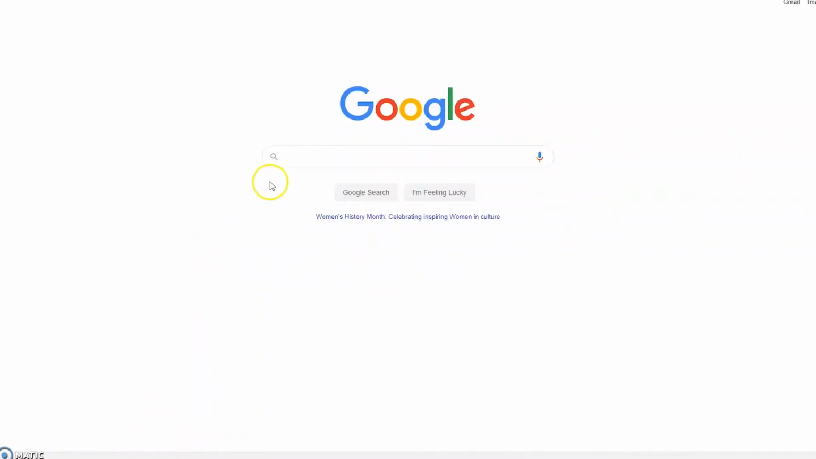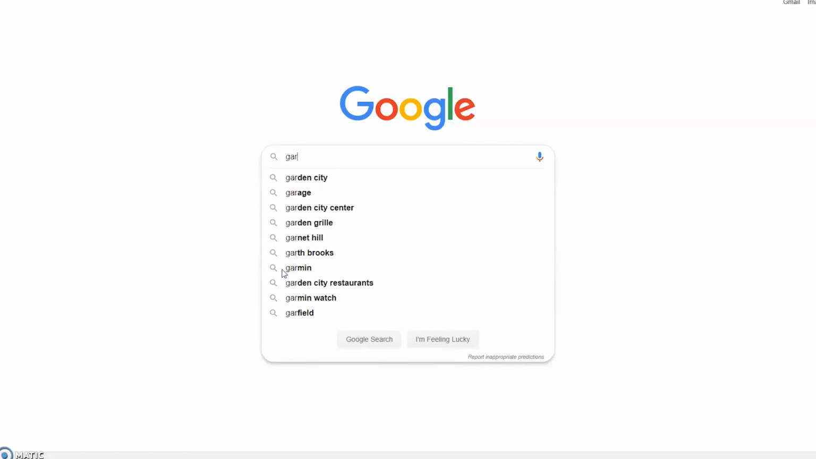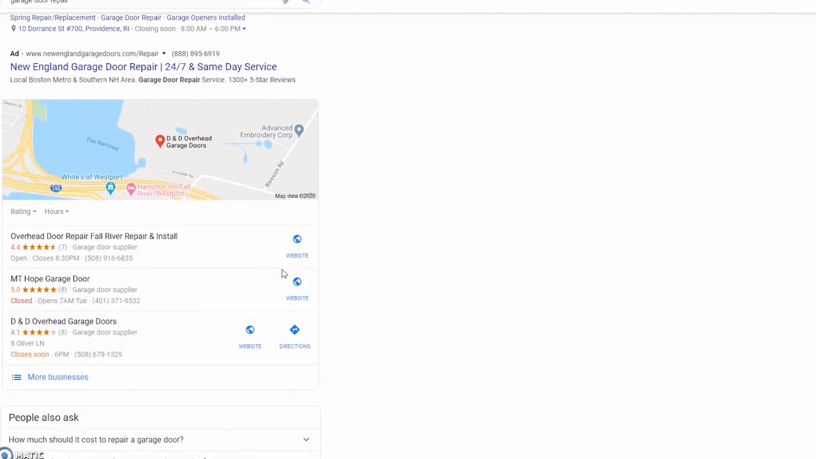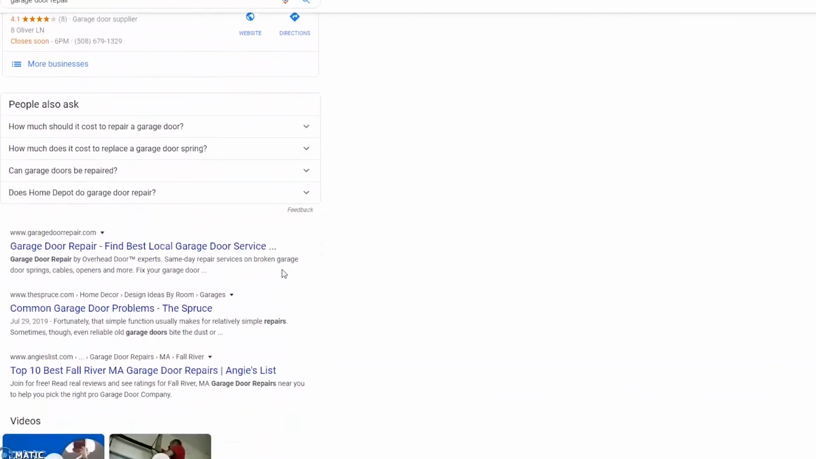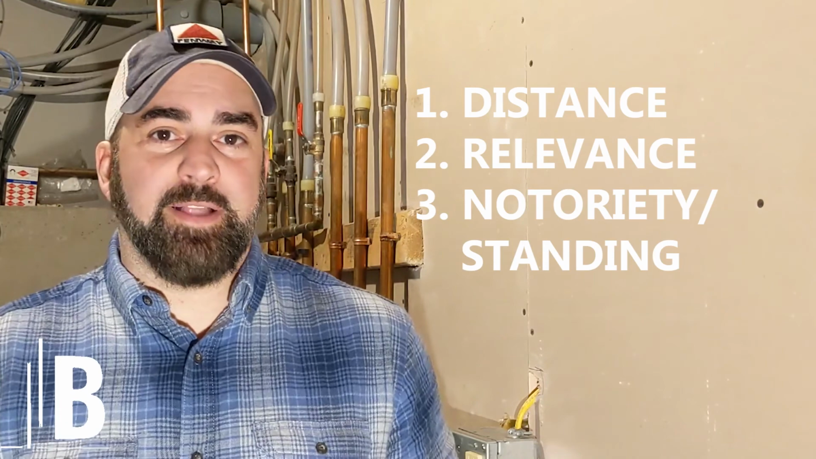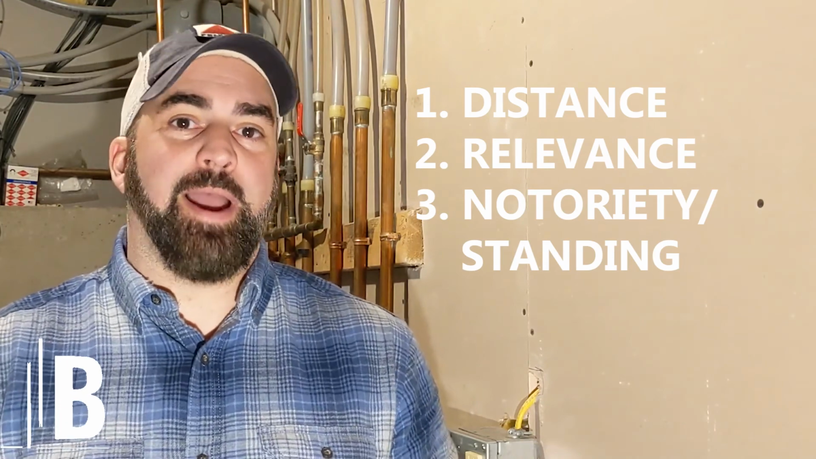When you do a search for a local product or a service, you're going to find the results in either the advertisements, the local services advertisements, the Google Maps, or Google organic search results. So it begs the question, how does Google determine which businesses to show for any given search? When Google makes that determination, there are three main factors that Google considers. The first is distance, the second is relevance, and the third, for lack of a better term, is notoriety.